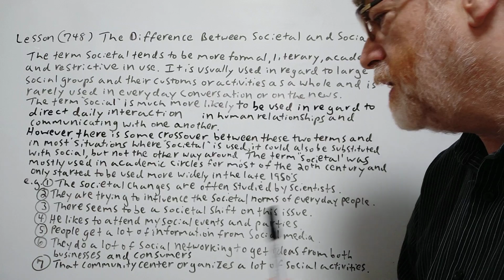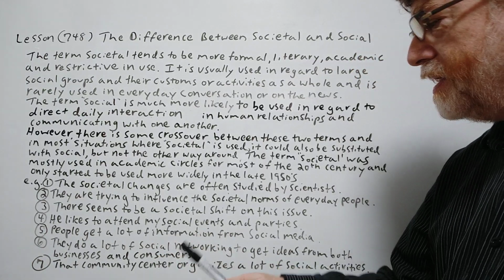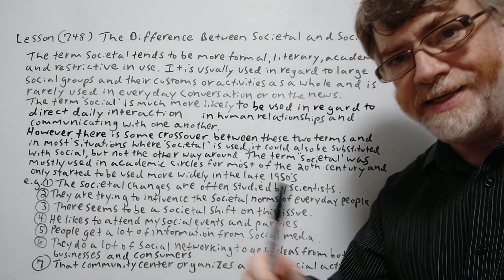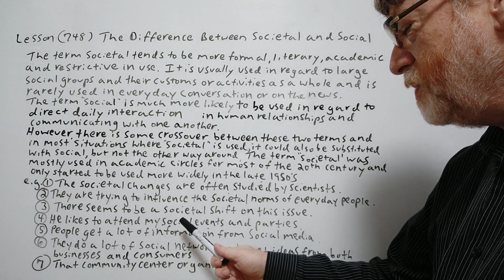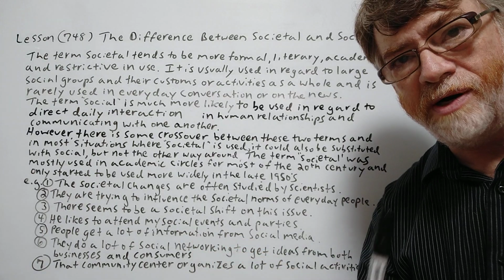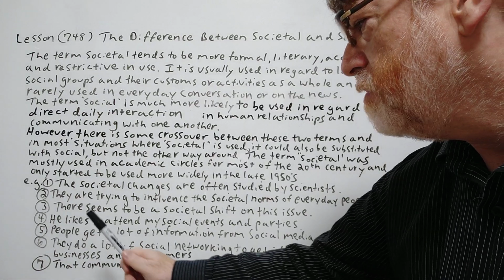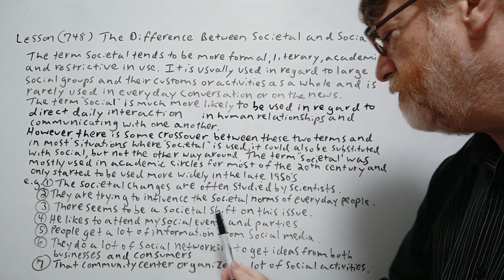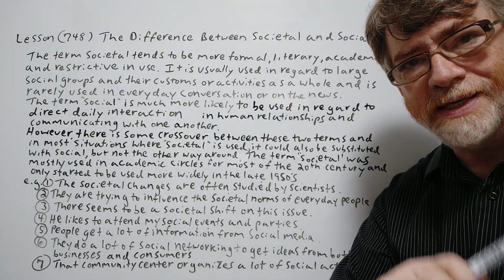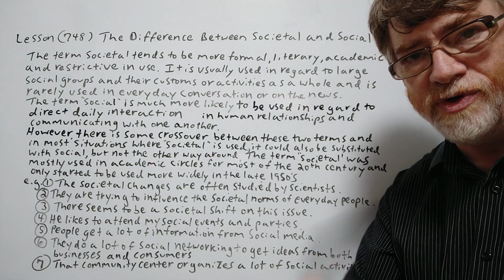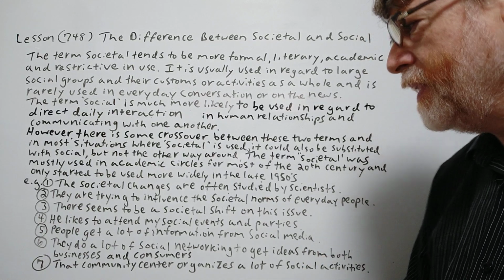Okay, good. Number 4, he likes to attend social events and parties. All right, now this is kind of an everyday use. This is interaction with everyday people. And if you switch this one to societal, this would sound weird and awkward. We don't usually say societal events. Number 5, people get a lot of information from social media. Yeah, social media is so often used, it's like a noun term in itself. If you try to substitute societal here, it would sound really wrong.